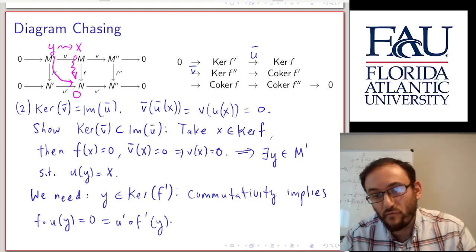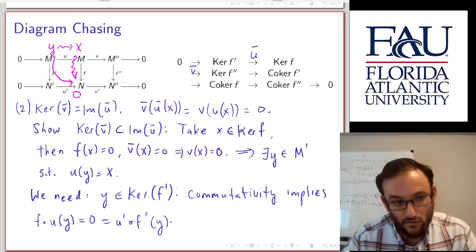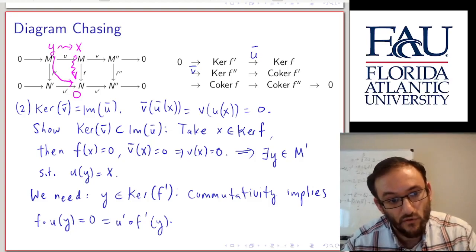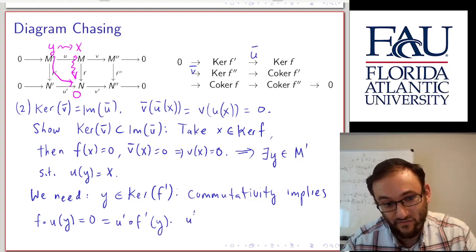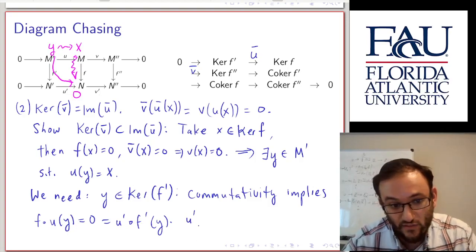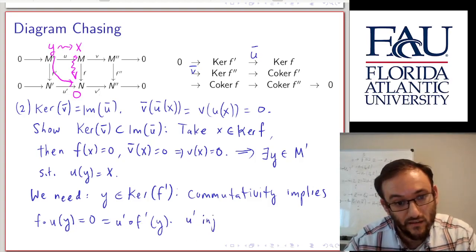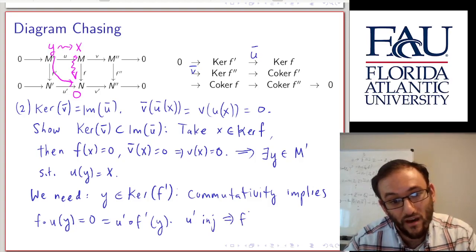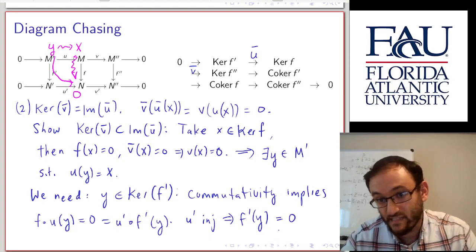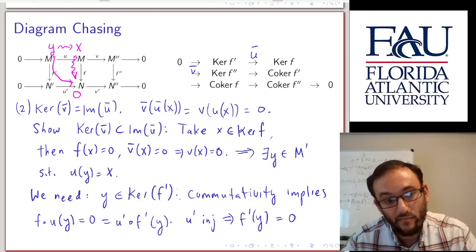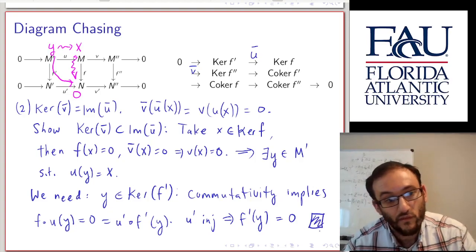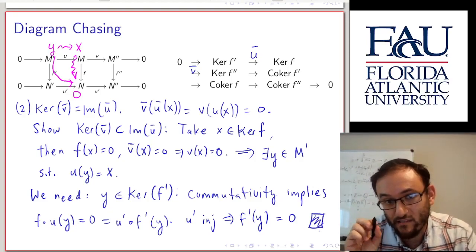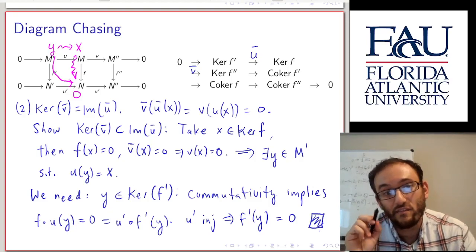Okay, well, if u prime of f prime of y is 0, so what that means about f prime is that since u prime is injective, by virtue of exactness of the lower sequence, that tells us that f prime of y is 0, because that's the only preimage of 0, but that tells us it's in the kernel of f prime, which is exactly what we needed. Okay, so that tells us that the sequence is exact at the kernel of f.